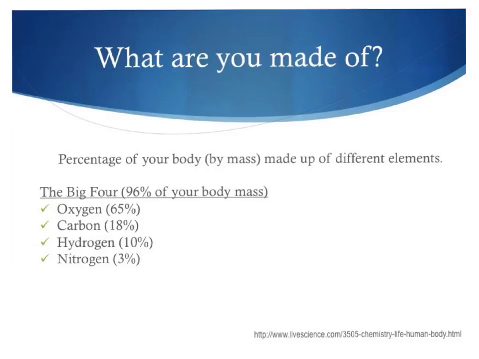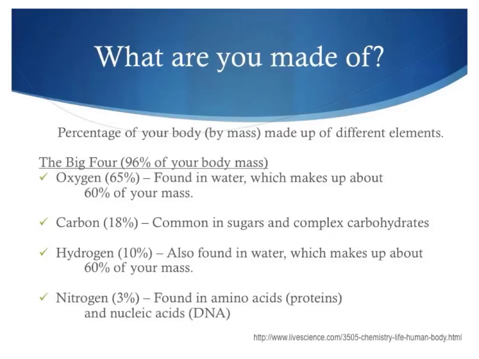There are four main elements that make up 96% of your body mass, and the nice thing about them is they're all single letter abbreviations when you do the chemical symbols. They're oxygen, carbon, hydrogen, and nitrogen. Oxygen and hydrogen are so abundant because they're found in water, and 60% of our body is made of water, so those are two of the big things there.